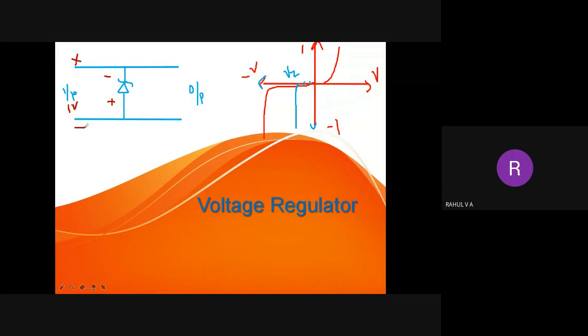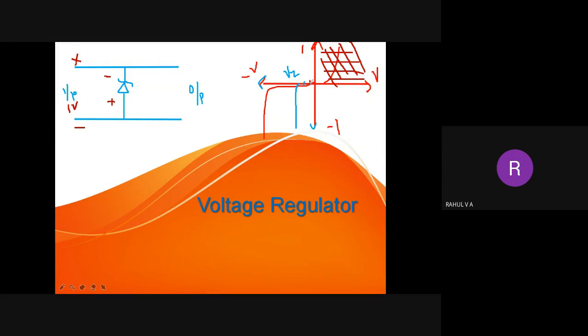Okay, so we need not check the forward characteristics. We actually don't require them now. We require only the reverse characteristics. So first I am applying 1 volt. That means it is actually reverse bias condition, negative 1 for the diode.